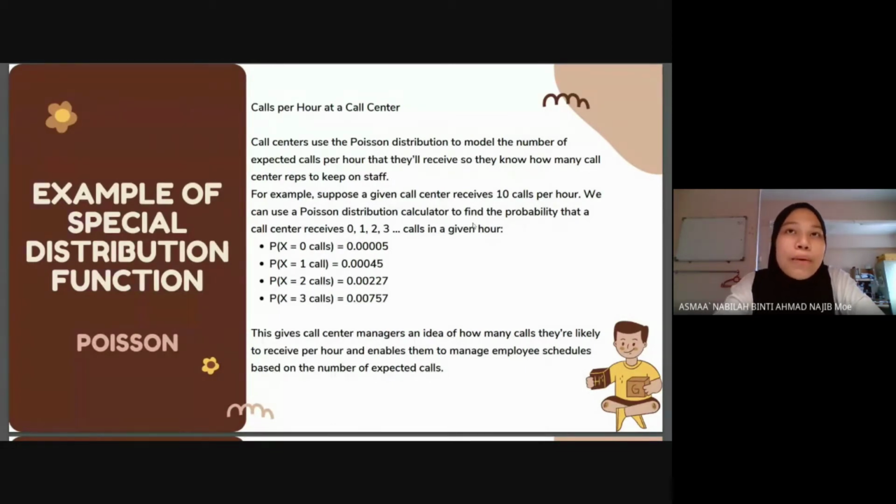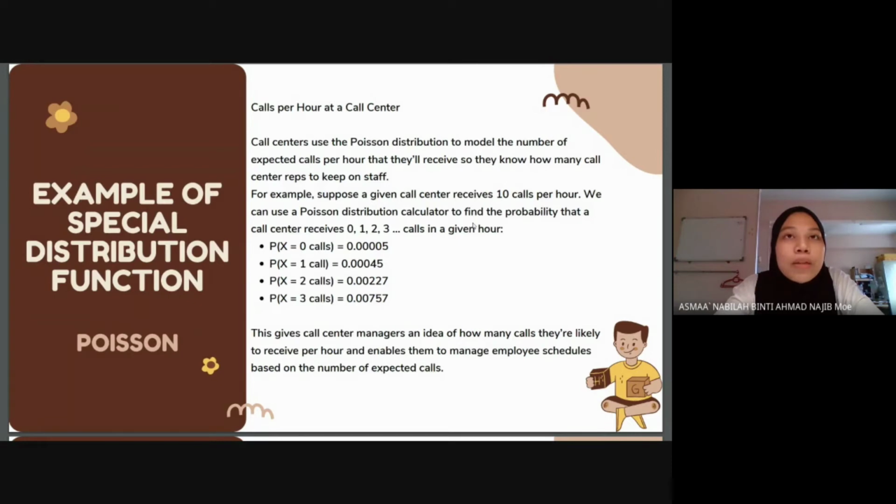For example, suppose a given call center receives 10 calls per hour. We can use a Poisson distribution calculator to find the probability that a call center receives 0, 1, 2, or 3 calls in a given hour. For example, the probability for 0 calls, using the Poisson distribution calculator, we get 0.0005.